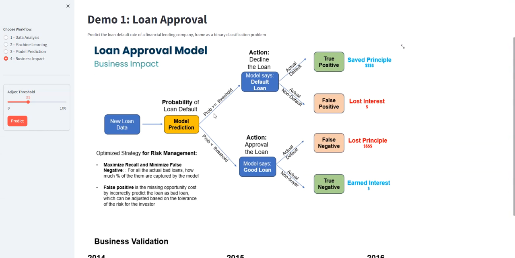The probability of default, and you have the threshold, and probability more than the threshold. You can say those more than the threshold will go to decline the loan, and if the loan is actually bad, you have a true positive case where you save a large amount of principal. If the loan is actually non-default, you have a false positive case where you lose the opportunity cost, you lose the interest. And then if you have a probability less than the threshold, you are going to approve the loan, right? Think about how you frame this question.